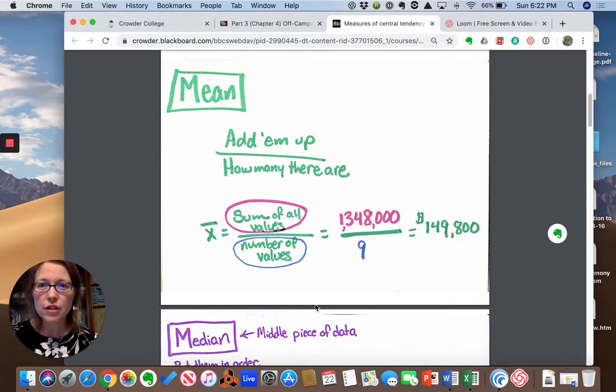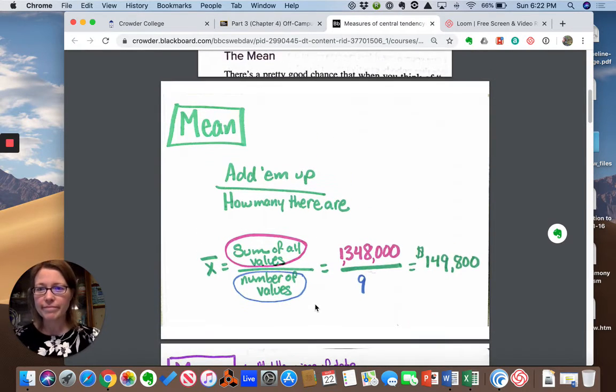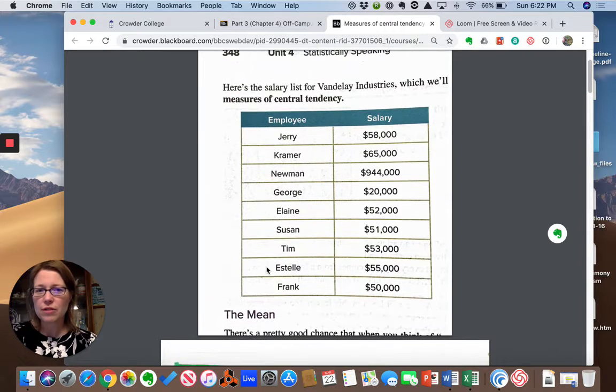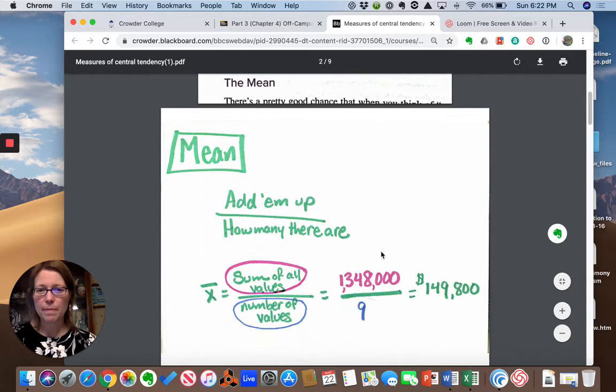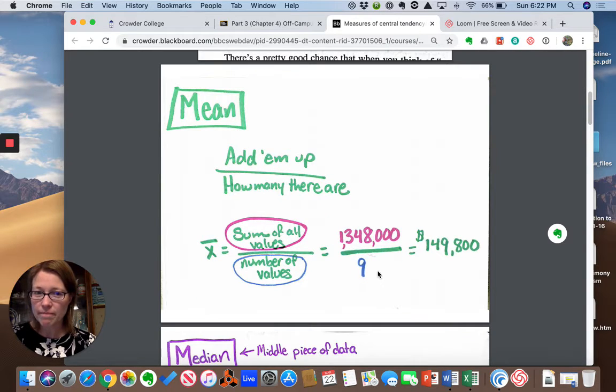The first is the mean. You add them all up and you divide by how many there are. So for our example, we just add up all these salaries. There are 9 of them. So we get our mean salary of $149,800.